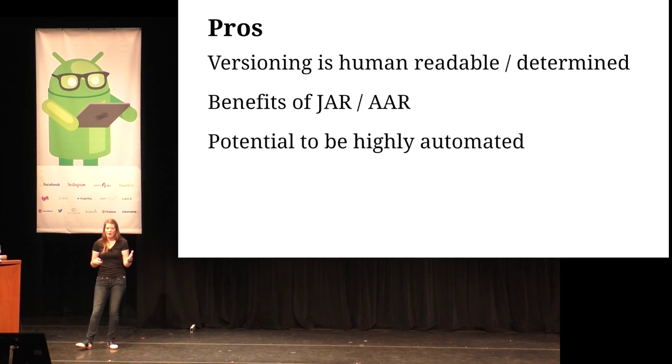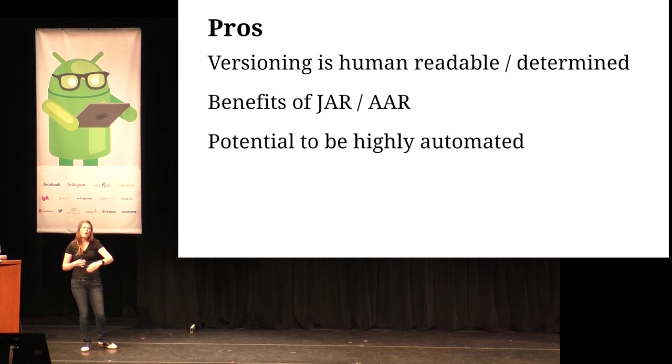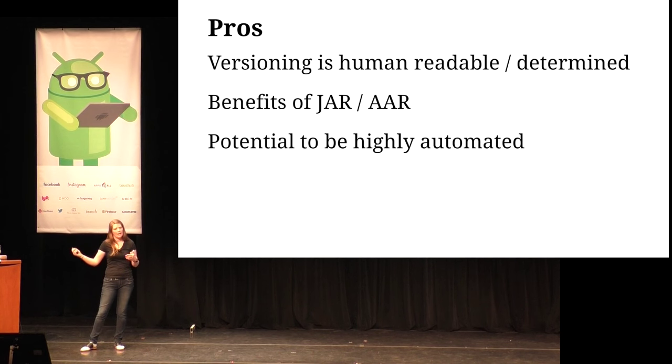You can highly automate this so that if you do a release on GitHub or a tag on GitHub, it will automatically go and create a new Artifactory artifact for you based on that versioning number. So you can set it up to be pretty cool, but again, that's kind of on you.